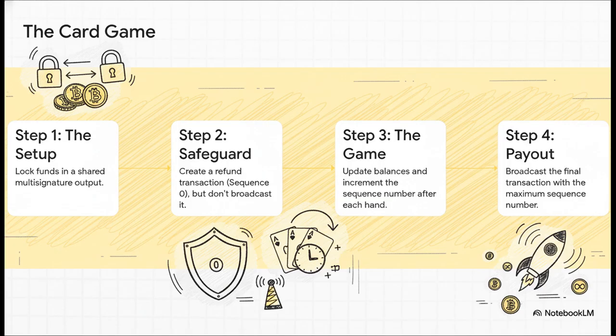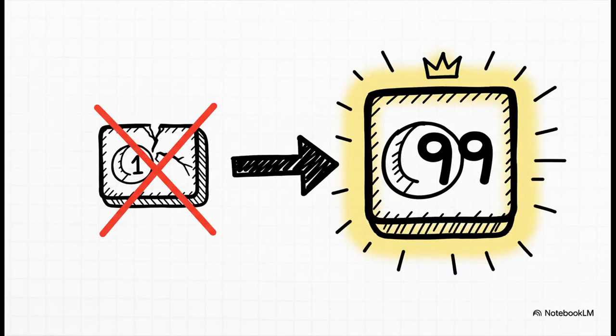And only when the game is totally over, they create one last final transaction, give it the highest possible sequence number, and that's the only one they actually send out to the network. You see the logic here? The whole system was built on one simple rule. The transaction with the highest sequence number wins. The idea was that every node, every miner on the network, if they saw 2 versions of the same transaction, they were supposed to just toss out the one with the lower number.